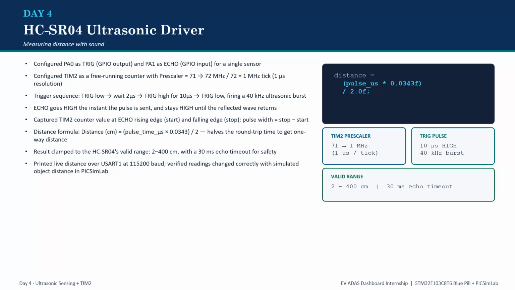For accurate timing, I configured timer 2 as a free running counter with a prescaler of 71, since the Blue Pill's timer clock runs at 72 MHz. Dividing by 72 gives exactly 1 MHz tick rate, meaning each timer count represents exactly 1 microsecond.